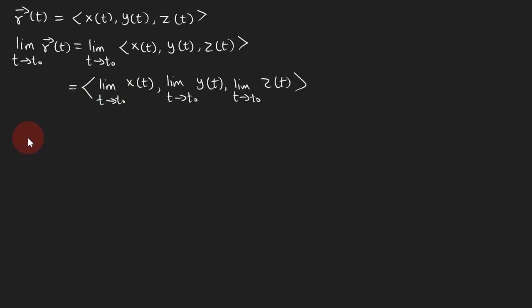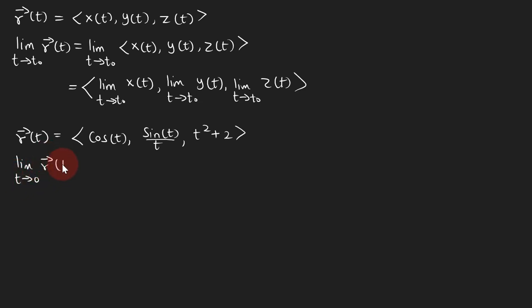So let's take an example. Let's say you have the vector function given to be cosine of t, that's the first component function. Then you have sine of t divided by t. And also you have the last component function to be t squared plus 2. So you have to compute the limit of this vector function here. That will be to compute the limit as t approaches 0 for this vector function.